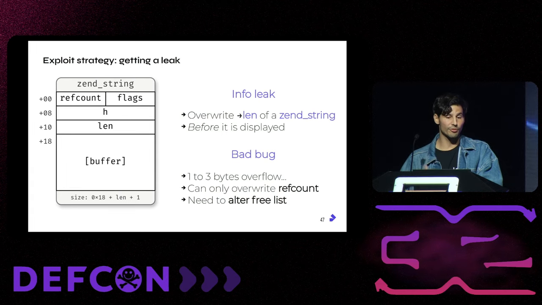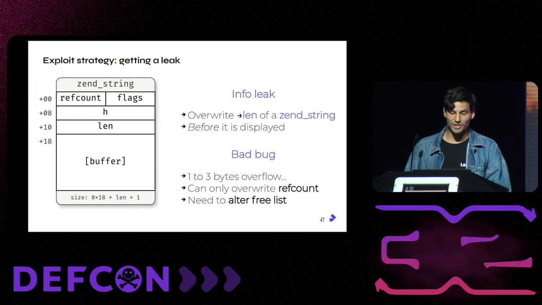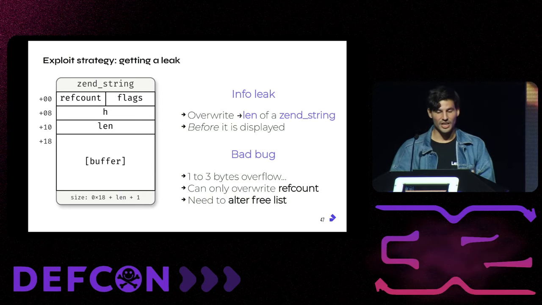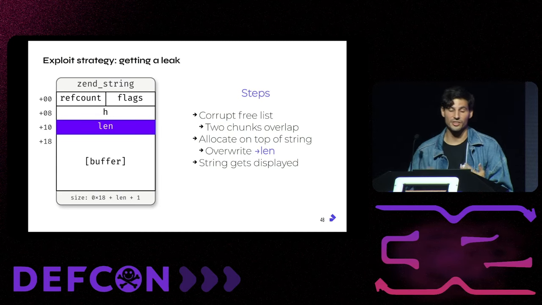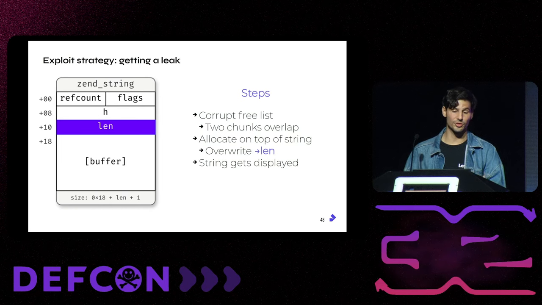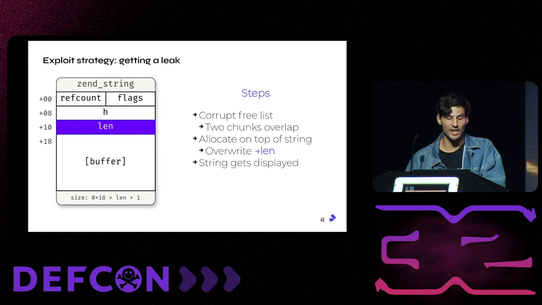So if we try to overflow into a zend string, we will just overwrite the refcount with values that we don't even control. So it's pretty useless. What we need to do is kind of the same as before, where we alter some free lists. If we manage to alter some free lists, we are able to make two chunks overlap. And if we have two chunks that overlap, we can use the first one to store a string that is bound to be displayed, and then use the second one on top of it to overwrite the length field. And when the string gets displayed, we are able to see what comes afterwards in memory.